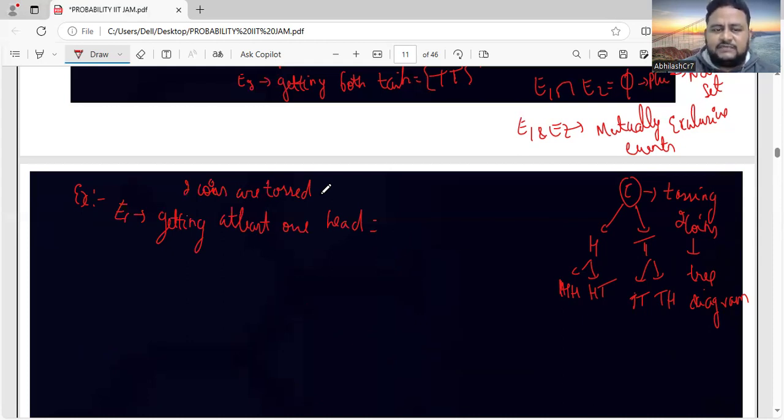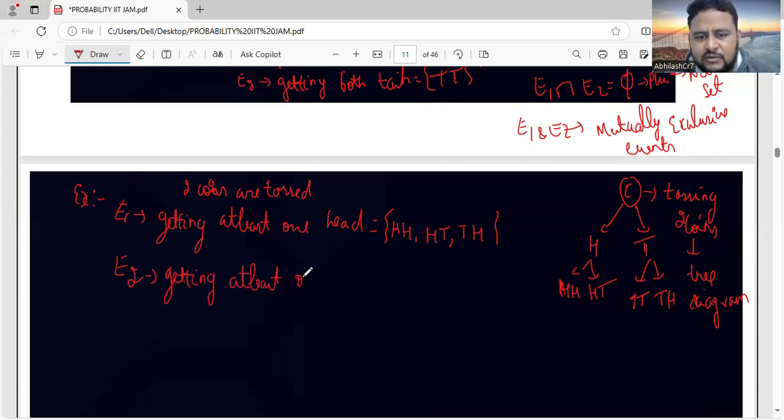So when two coins are tossed, let event one be getting at least one head. At least one head means one or more. It is not at most one head. At most one head means maximum you can get two heads. At least one head means one head followed by any number of heads. So here it will be H and H, or H followed by T, or T followed by H. These are the possibilities. Now event two: when the same two coins are tossed, getting at least what?